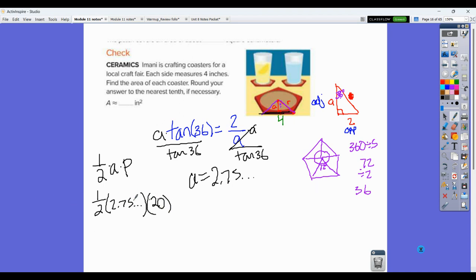So 1/2 times 2.75 times 20. 1/2 of 20 is 10. So I'm really just doing this times 10. And you're going to get 27.5276. Now I can round to the nearest tenth. So I should answer 27.5 inches squared. So that's the area of that regular polygon that's there.